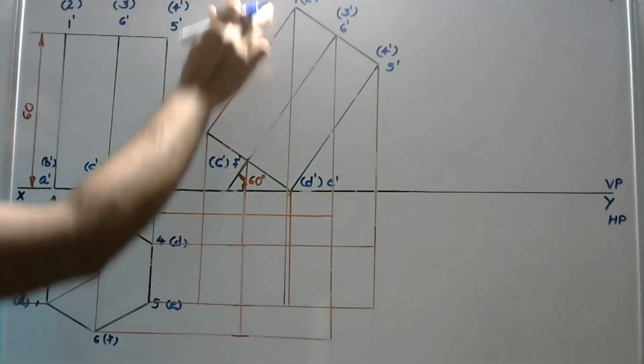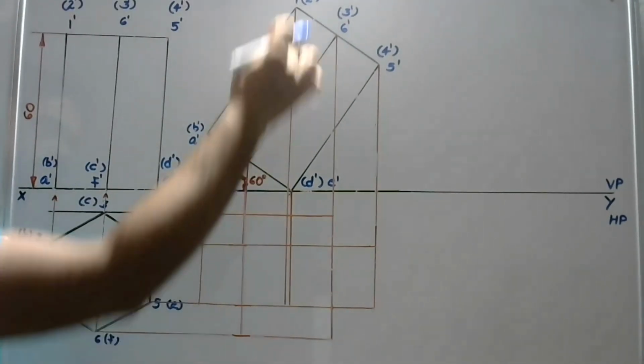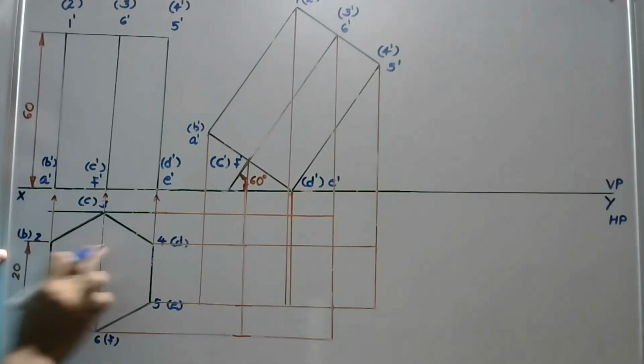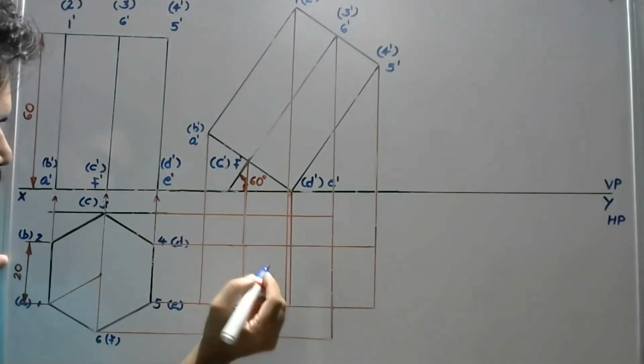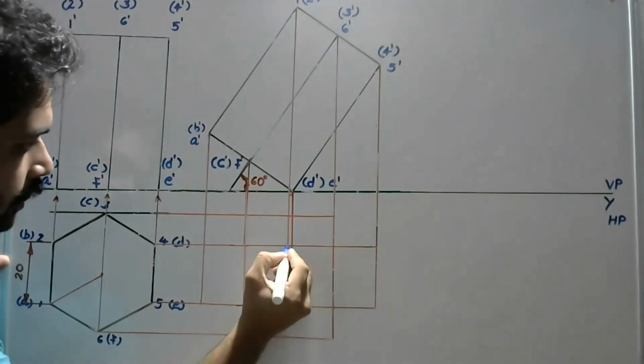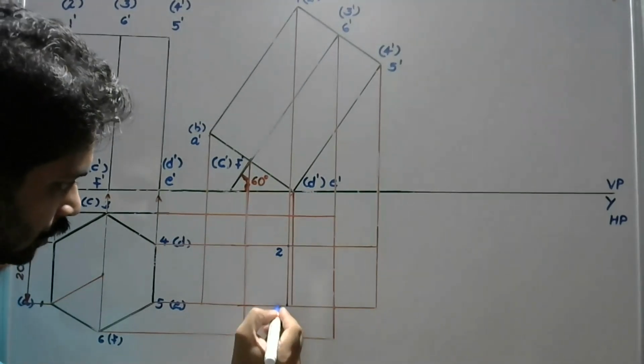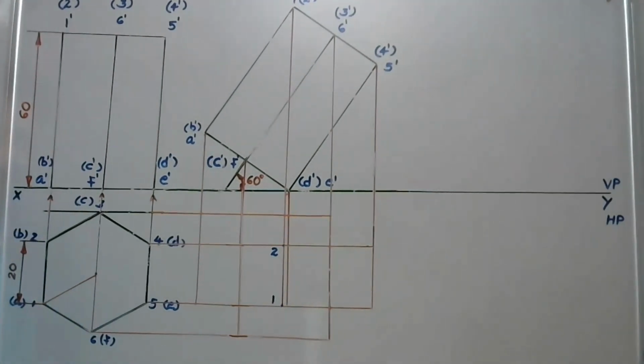So first point is 1 dash, 2 dash. So this is the projection line from 1 dash, 2 dash. This is the projection line from 1, 2 to the right side. So this point is 2 and this point is 1. Carefully mark the meeting points.